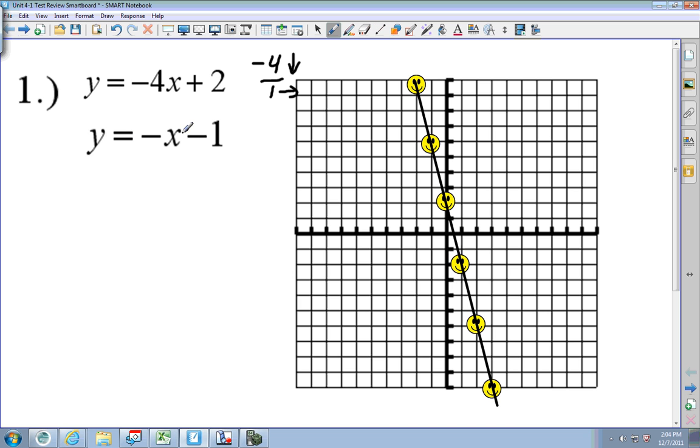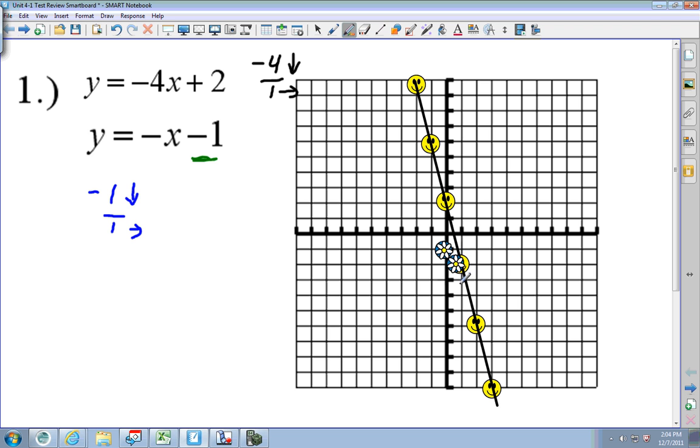Next, you're going to look here on the second one. It starts at -1. So I'm going to go down here to -1 and put a dot. The slope in this case is -1/1. It tells me to go down 1 and to the right 1. So I'm going to come back up here and start at my y-intercept, down 1 to the right 1. Ding, ding, ding, ding. There they are.